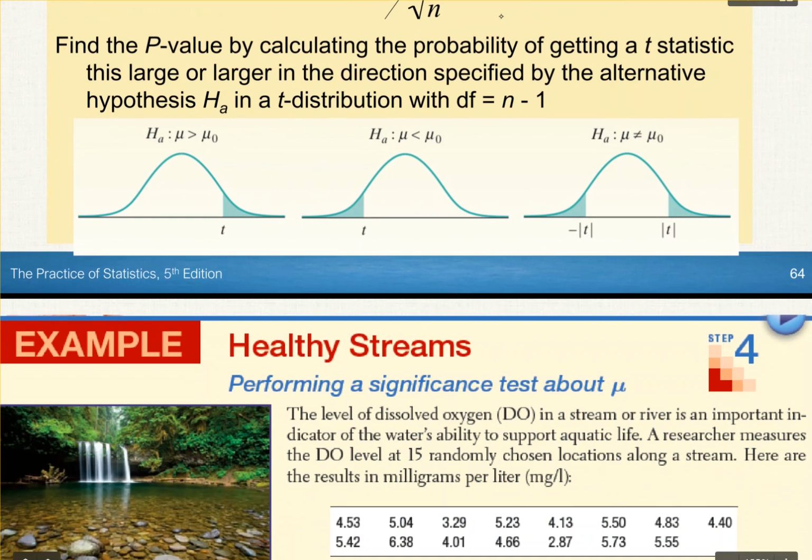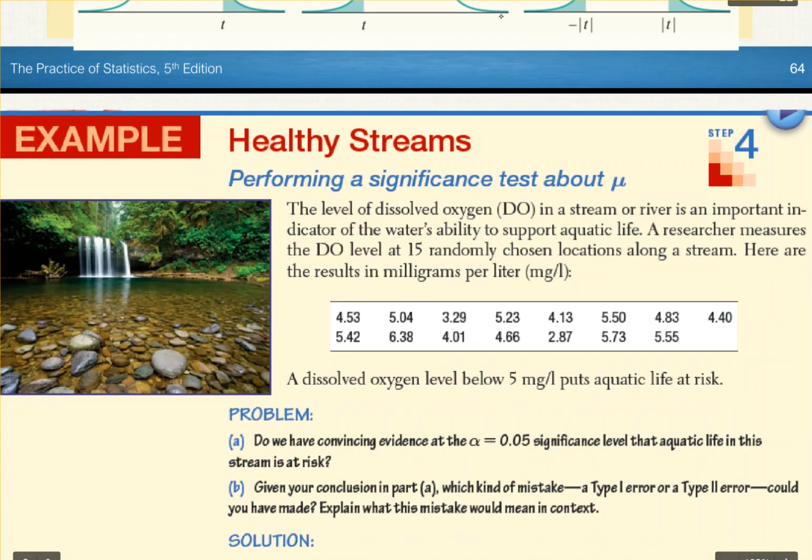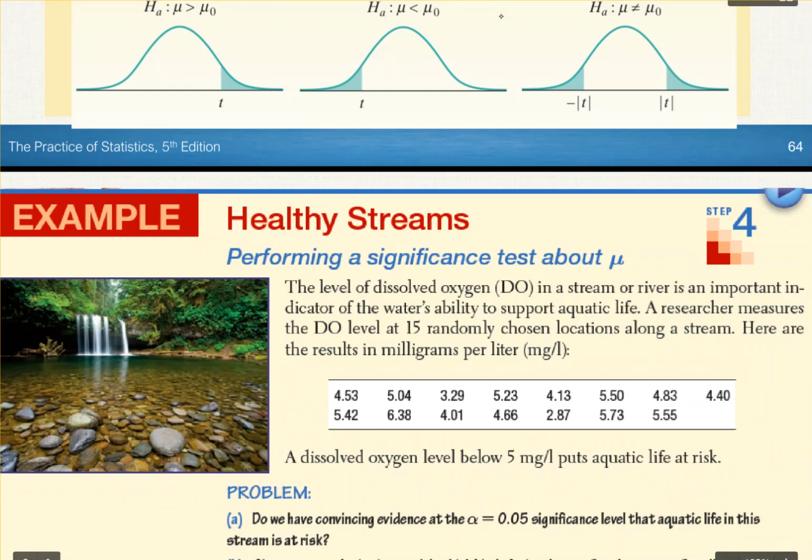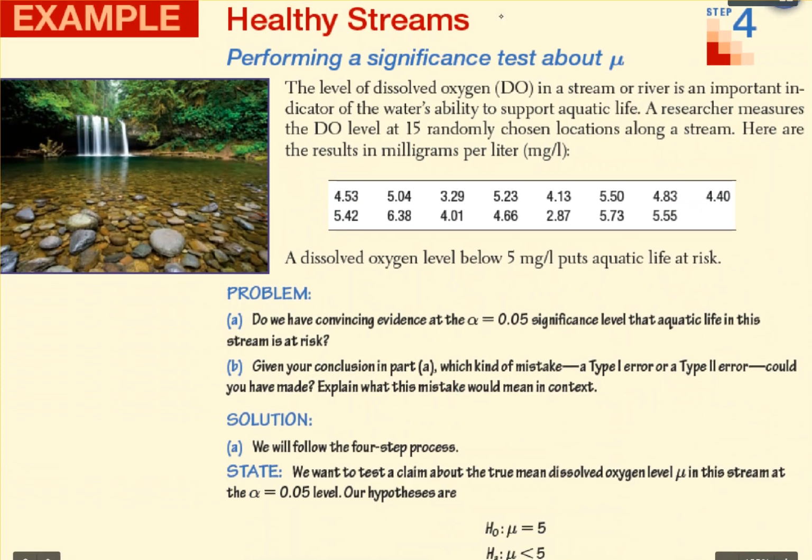And then find the p-value by calculating the probability of getting a t-statistic this large or larger in the direction specified by the alternative hypothesis. So our p-value is basically this area right here. That's the likelihood that we get the result we do or further from the population mean.